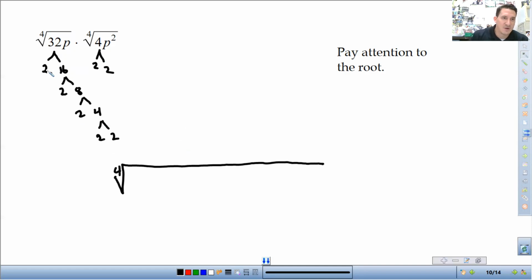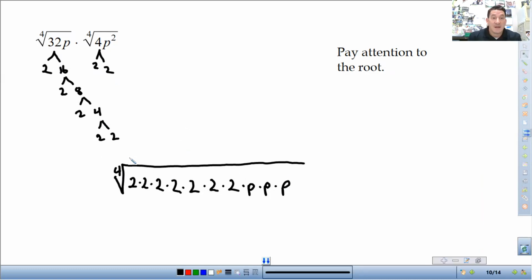So at the bottom of the trees, I have 1, 2, 3, 4, 5, 6, 7 twos. And then 1 times p, and then expand the p cubed. Right? There's a 4, so I have to look for groups of 4. So 1, 2, 3, 4 twos. Group of 4, 1, 2 on the outside.